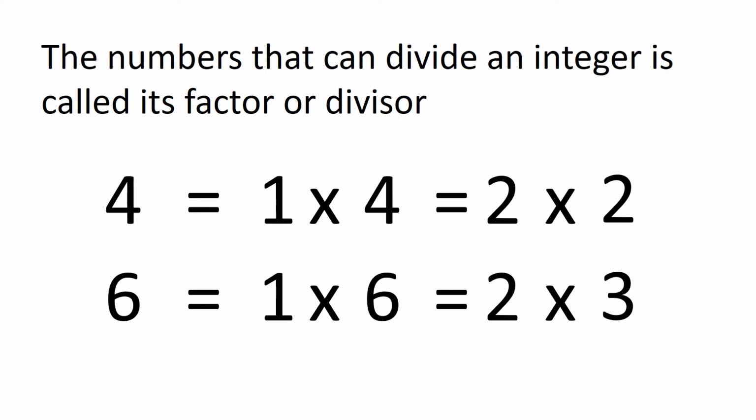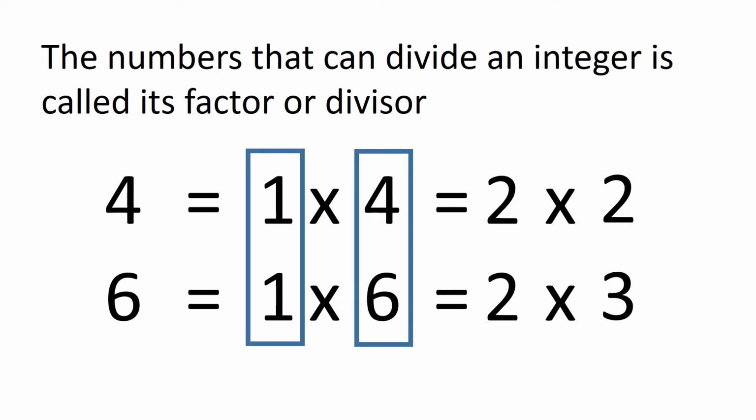For example, the factors of 4 are 1, 2, and 4, because these are the numbers that divide 4 without having a remainder. Another example is 6, which has factors 1, 2, 3, and 6. It is clear that each number has always 1 and itself as factors.